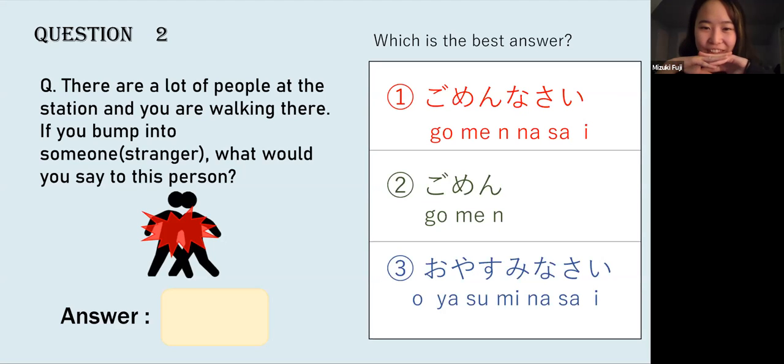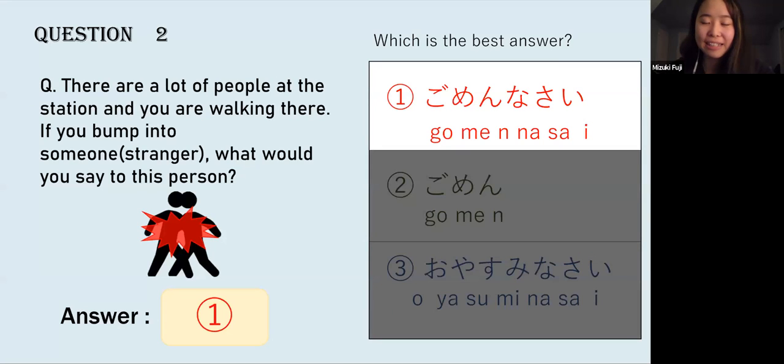So if you think the correct answer is number one, please raise your hand. Number two. Number three. The answer is number one, ごめんなさい, because it's formal Japanese. So when you bump into a stranger, you have to say it in formal Japanese. So it's number one.